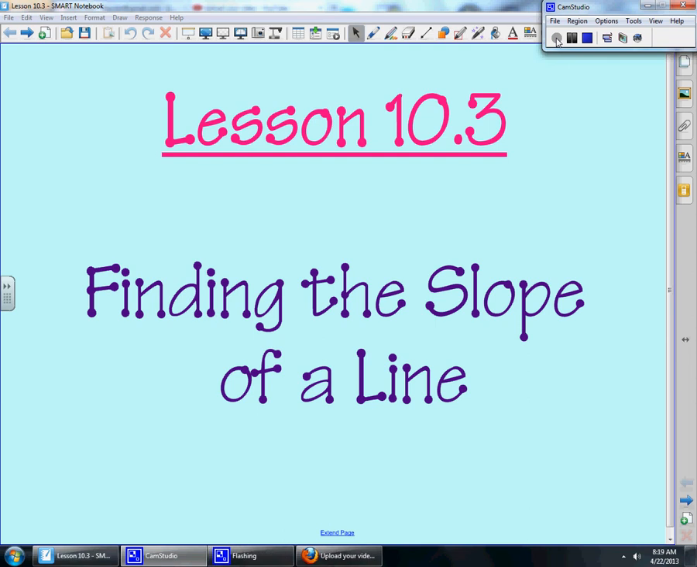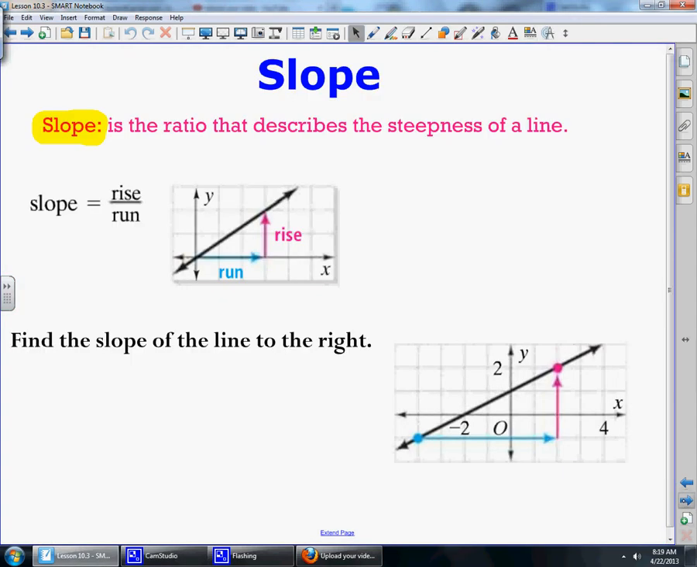This is course 2, lesson 10.3, finding the slope of the line. Please get your notebooks out and get ready to take some notes. And you'll also need graph paper today while you're taking notes.